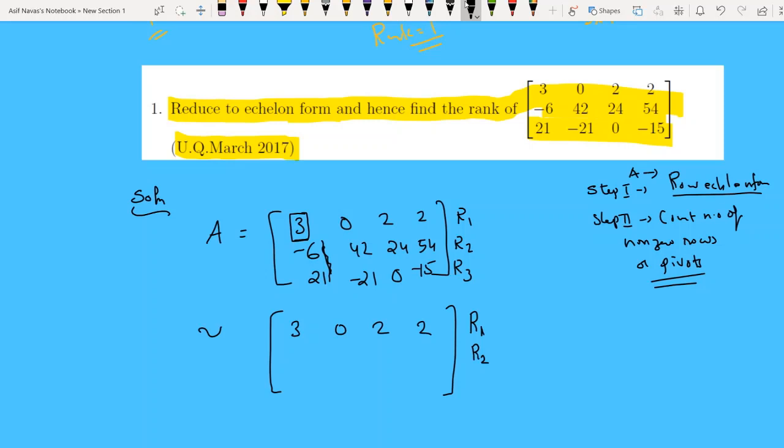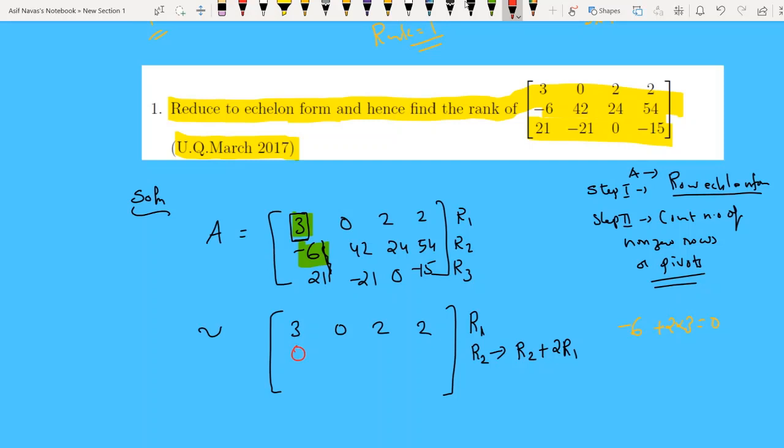R2 equals R2 plus 2R1. So what we will get in R2: this element is minus 6 and this element is 3. So minus 6 plus 2 into 3 is equal to 0. Okay, so this will become 0.